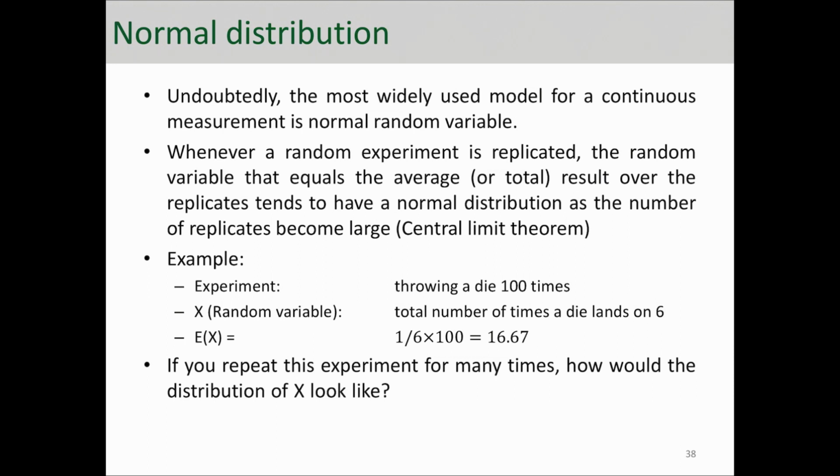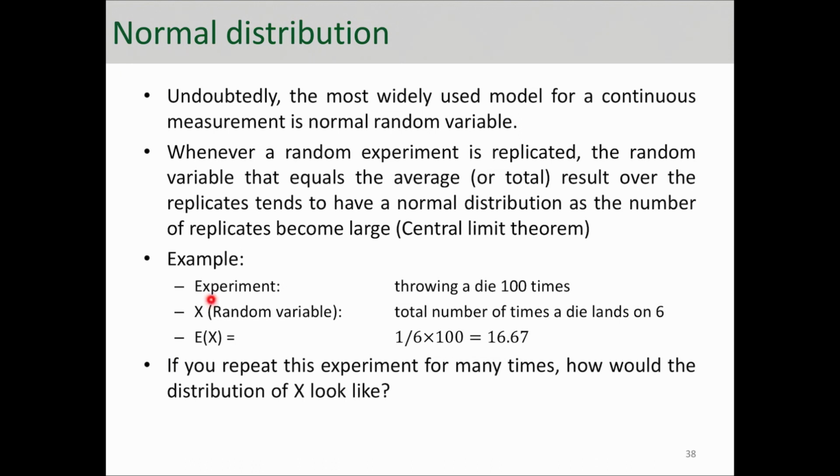One of the reasons that normal distribution is very popular, and it's called normal, is that whenever a random experiment is replicated, the random variable that equals the average or total result over the replications tends to have a normal distribution as the number of replicates becomes larger. So let me give you an example so we would better understand that.